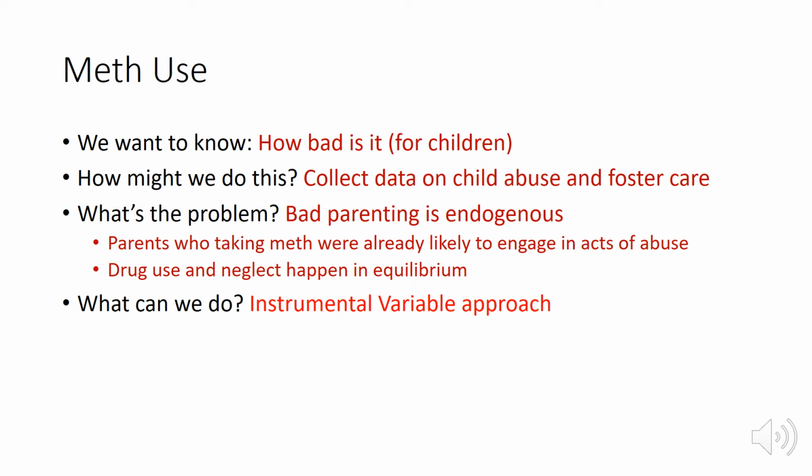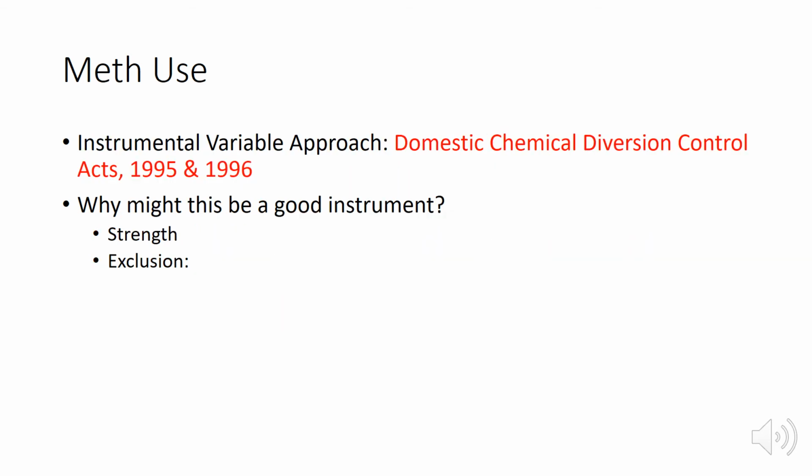Great job. So let's look at what the authors used as their instrumental variable approach, which was the Domestic Chemical Diversion Control Acts. There were two in the 90s. There was the one in 1995 and then the follow-up one in 1996. These acts, though verbose, we don't have to get into all the text of them. All we need to know is what these chemical diversion acts did. You might have experienced this in your own lives. They make it harder to buy ephedrine and pseudoephedrine. These chemical diversion acts made it harder to buy cold medicine.